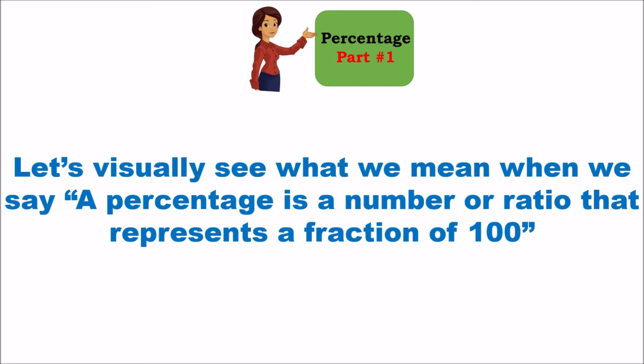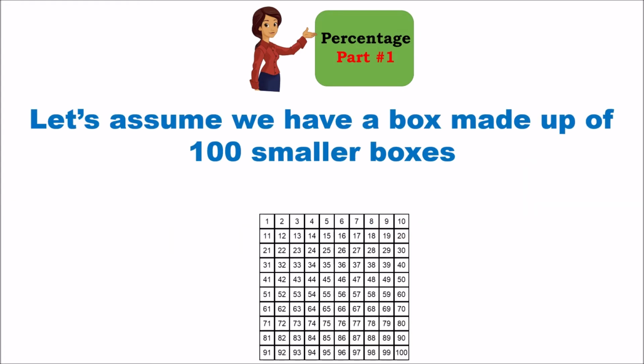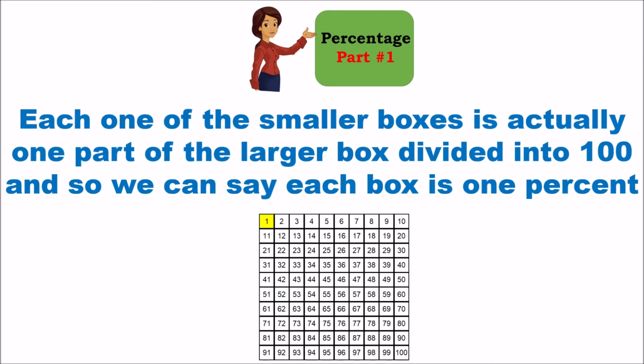If we want to visually see what we mean by a percentage being a number or ratio that represents a fraction of 100, we're going to take a big box and divide it into 100 smaller boxes. Once we have done that, each small box represents 1%, because each small box is one piece out of 100. So one small box is 1 out of 100. Each small box represents 1%. So the yellow box is 1%.